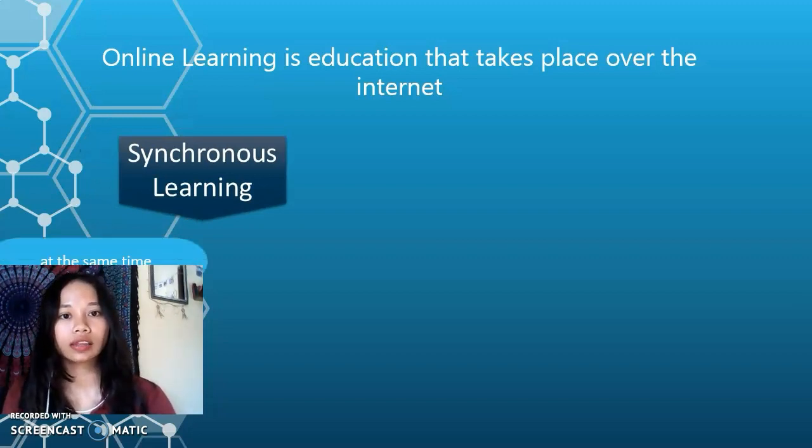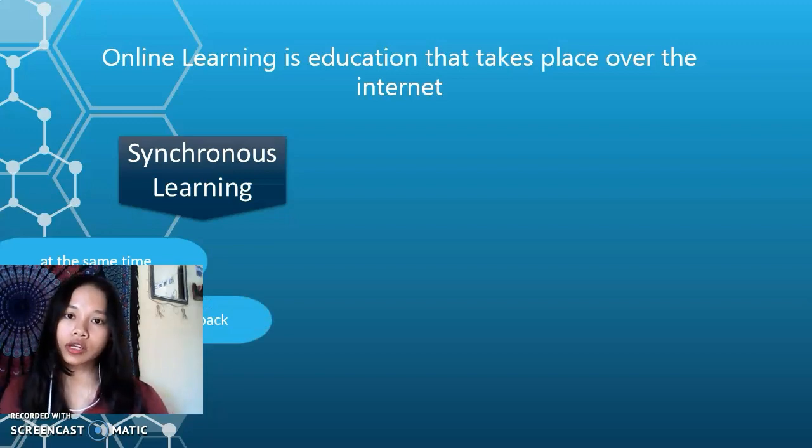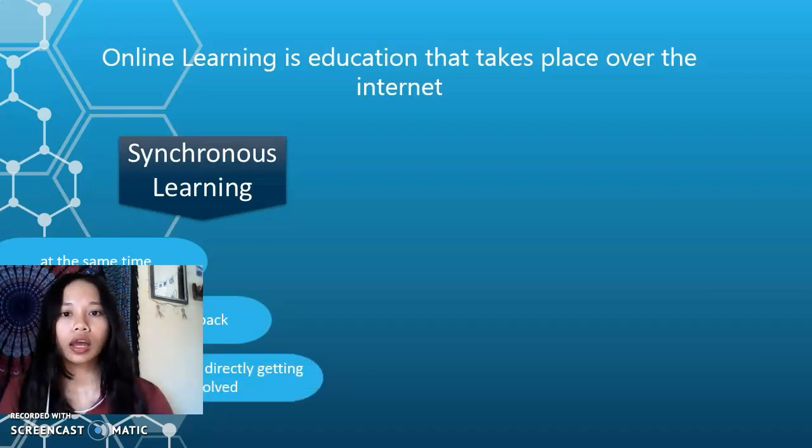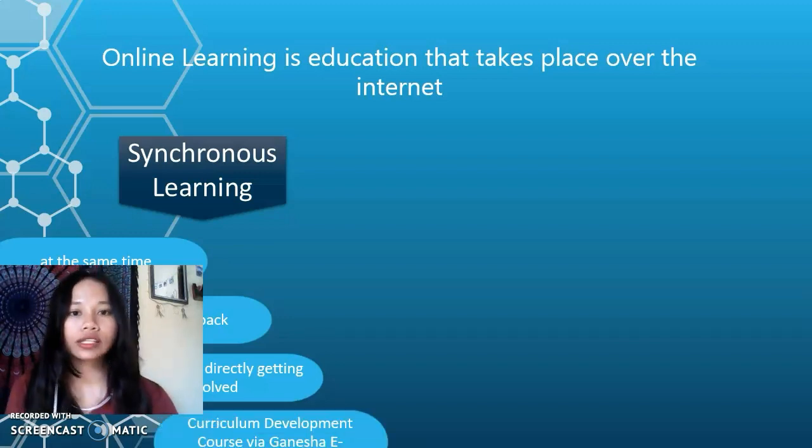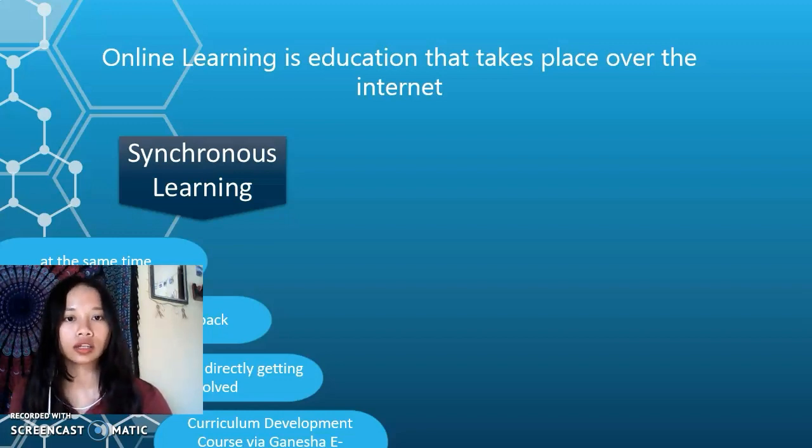First one is synchronous learning. It means that things are happening at the same time and the teacher immediately gives the feedback, and the teachers also get directly involved in the learning process. For example, when I took the curriculum development course in the third semester, the lecturer gave students a quiz via Ganesha e-learning. We had to answer the questions directly and online at the same time. Then the lecturer also gave the feedback immediately.